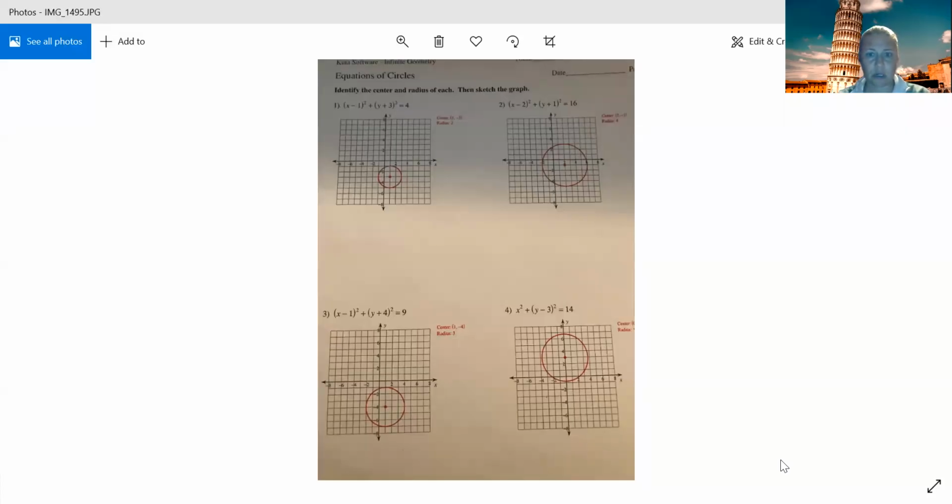Okay, so check your work. And in the next segment, we're going to do more with the whole completing the square business.